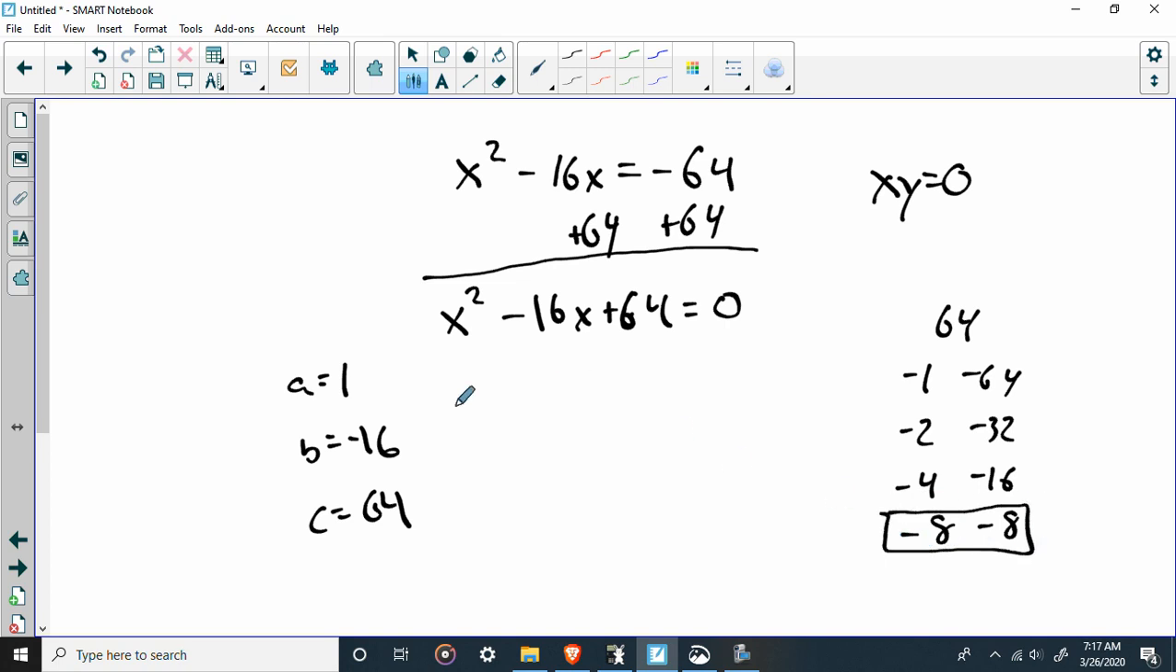And this should tell us something. When we factored, this would be x minus 8. X minus 8 is equal to 0. So believe it or not, for this one, there is only one answer. I can split it into 2, but you're just going to get 8 both times, okay?